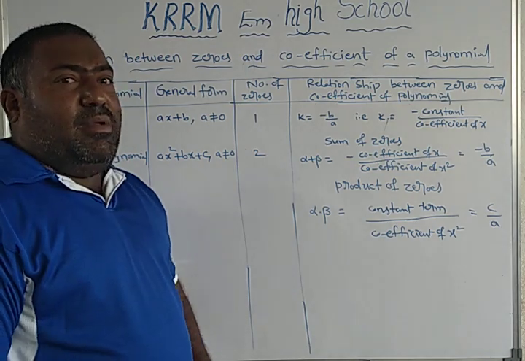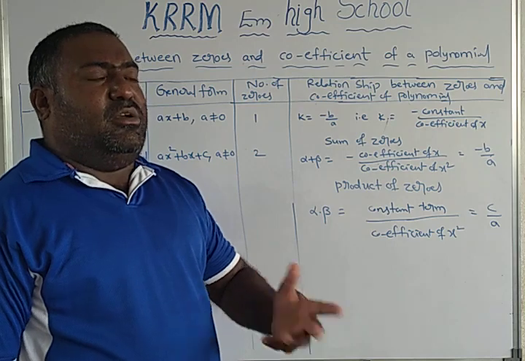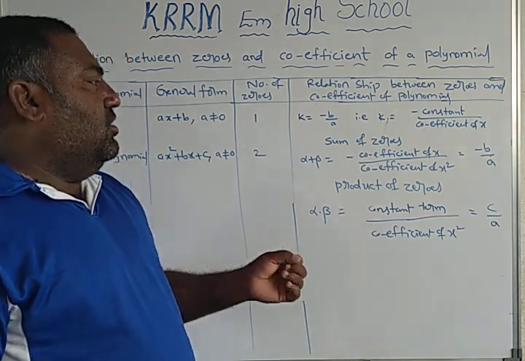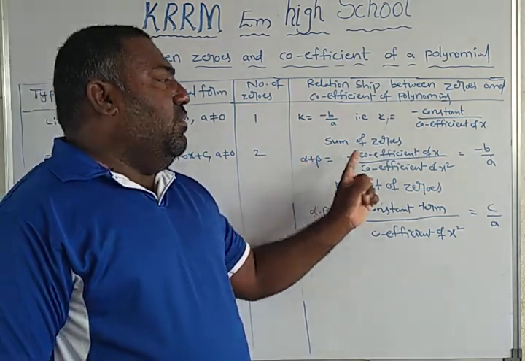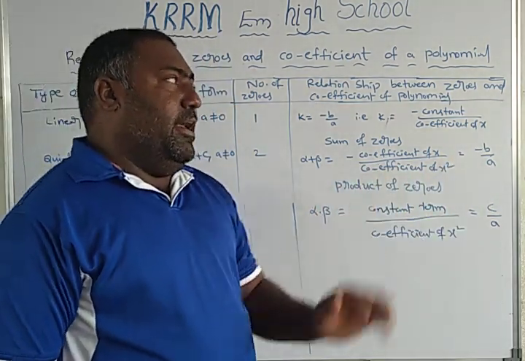So a quadratic polynomial has 2 zeros, and we name them alpha and beta. The relationship between the zeros: the sum of the zeros, alpha plus beta, is equal to minus b by a, and alpha into beta is equal to c by a.